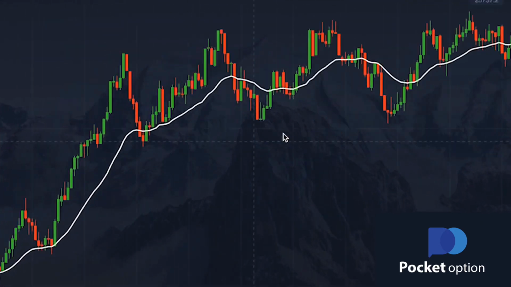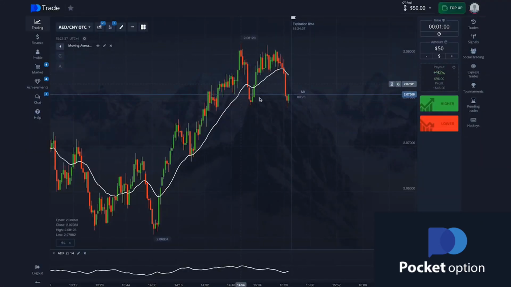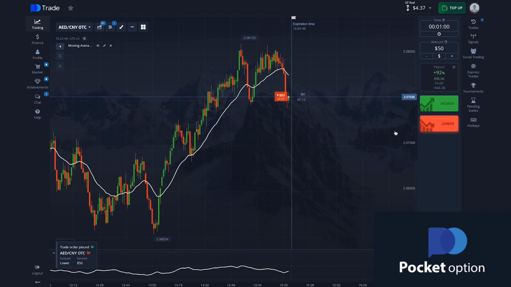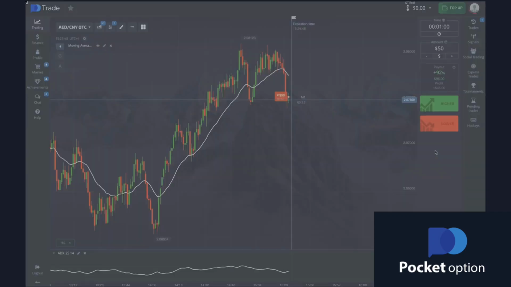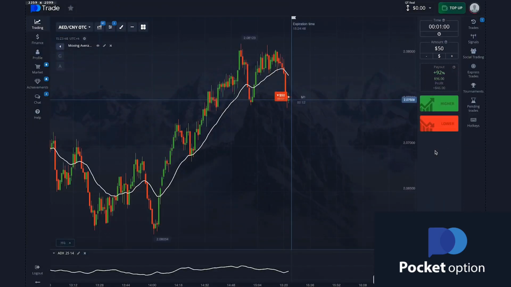Let's get to trading. There's the first suitable situation. We set the expiry time at 1 minute and I will make a short trade for $50. Now let me explain how this strategy works. First of all, we pay attention to the moving average. In a bearish situation there should be a crossing of the white moving average line from top to bottom, as you can see here. So the first condition is met.